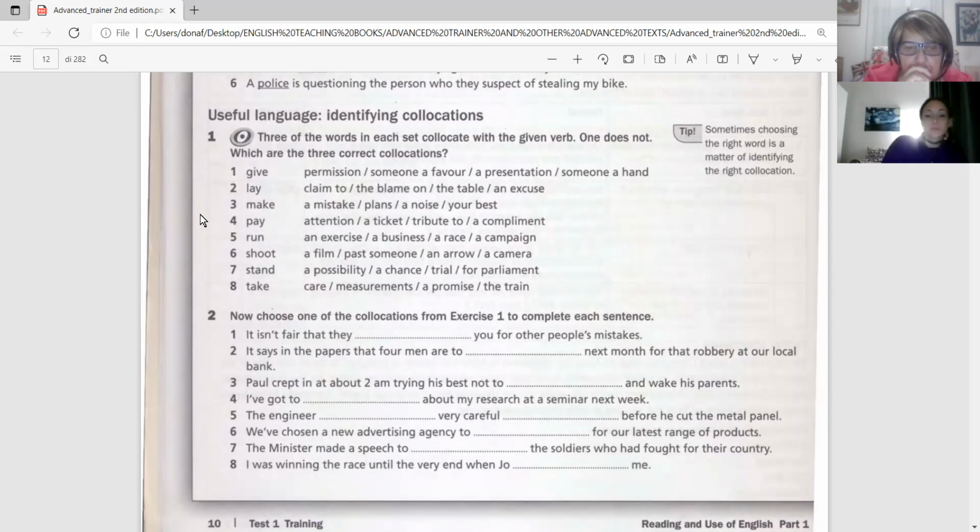Stand up possibility. Stand for parliament. It's no, wrong. Actually, you can say stand for parliament. It's just stand a possibility that's not correct because you don't stand a possibility, but you say that there is a possibility. There is a possibility, okay. There is, okay.